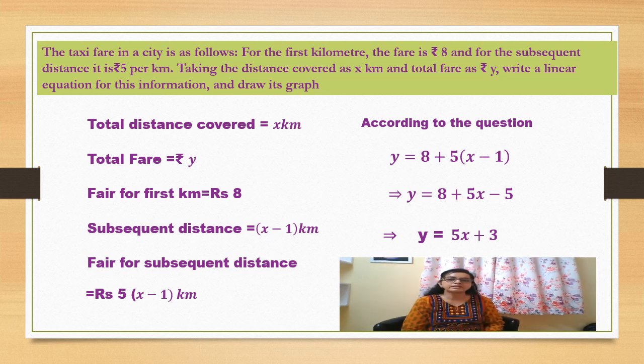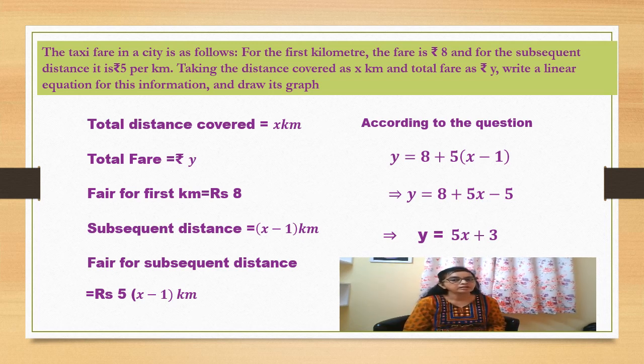And what is x? It is the total distance covered. And what is y? Y is in rupees and that is the total fare. So it is the amount, that is why it's in rupees. So you should write rupees y, and for x you must write kilometers. Why? Because kilometers means it is the distance. It is related to distance.